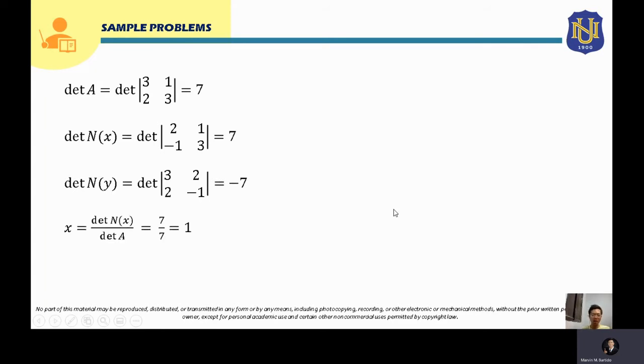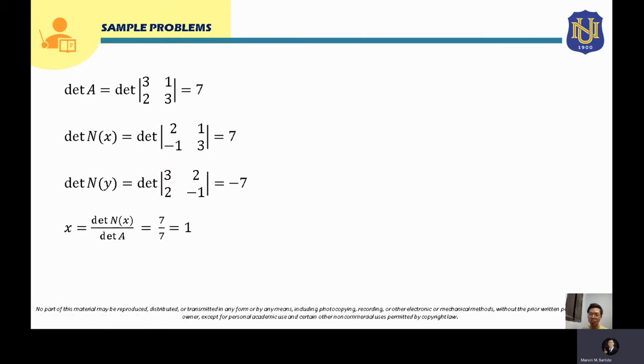Now for the determinant of N of y, we just have to replace, from our coefficient matrix, the column wherein the y variable is located, which is here in the second column. So we will replace this second column with the values of the constants, which are 2 and -1. Solving for its determinant, this will just be 3 times -1 minus 2 times 2. So that will be -7. This will now be the determinant of N of y.